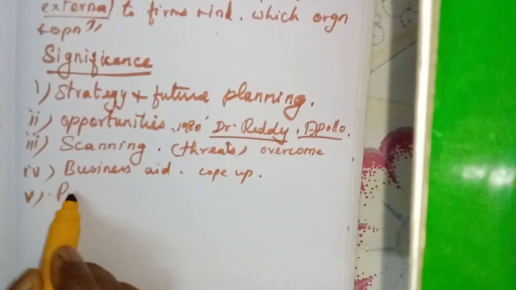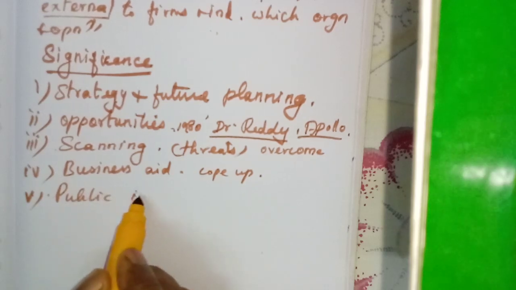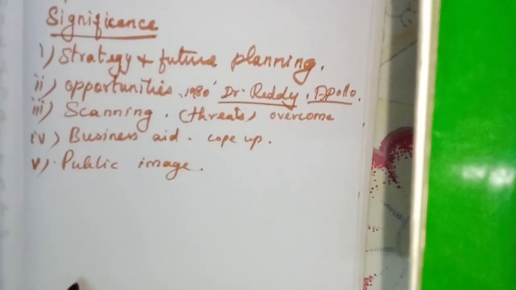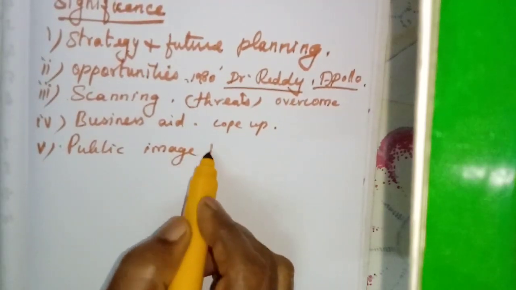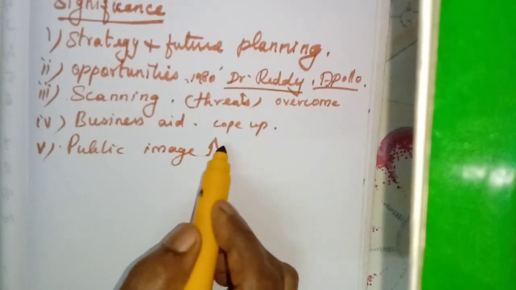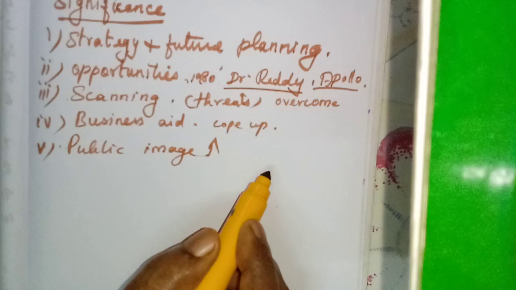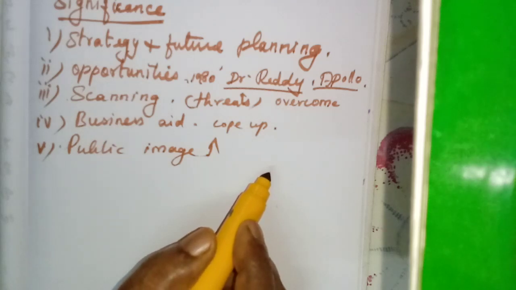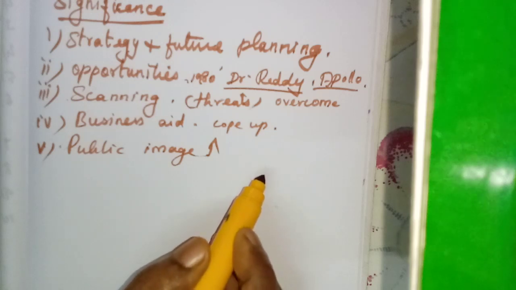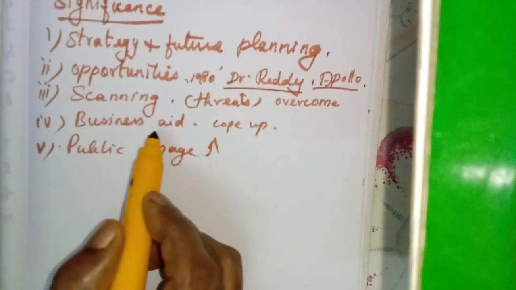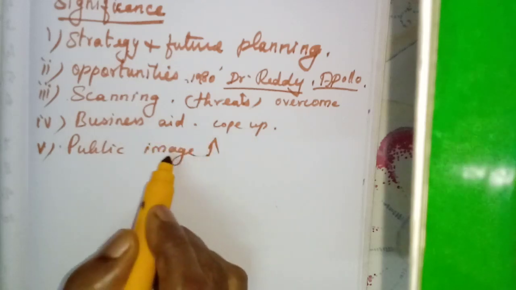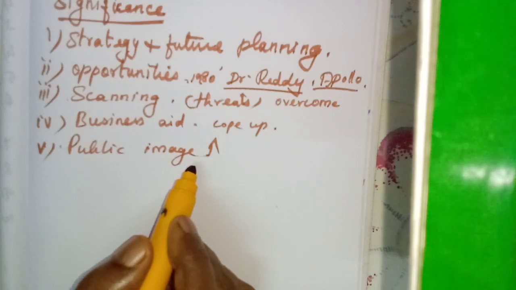Then public image. They can increase their image among the public. How? If they understand the business environment, maybe internal and especially external environment, very keenly, if they observe and act accordingly, they cope up with the changes, then they can create a good image among the people.